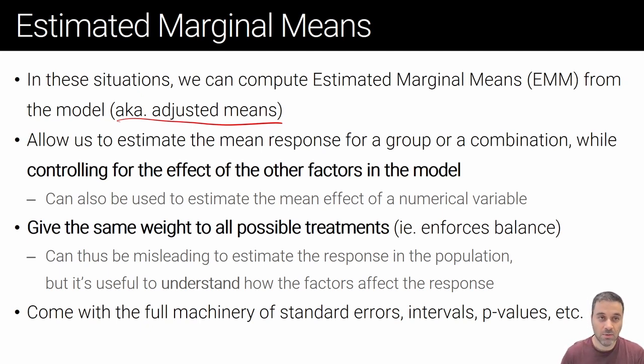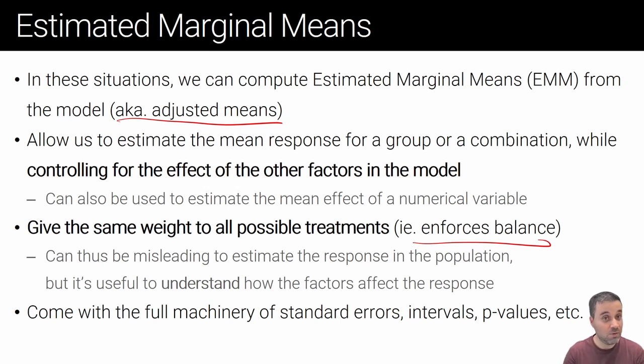How does it work? Well, the idea is that we're going to give the same weight to all the possible treatments. So to all the possible combinations of the factors, we're going to give the same importance. It's kind of enforcing balance in the data set. So every possible combination of the factors is going to have the same importance in the estimates. And by the way, it could be misleading to estimate the response in a certain population. If it so happens that in the population that we are studying, where we gathered the data from, there are a lot more industrial jobs than IT, well, then so be it. We should consider that when making our claims about the data, right?